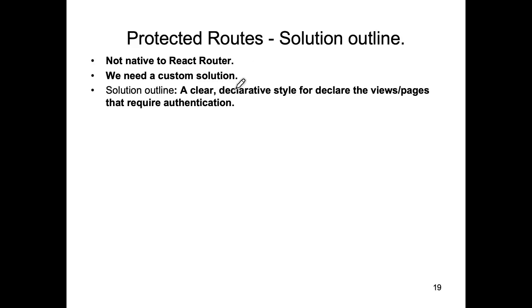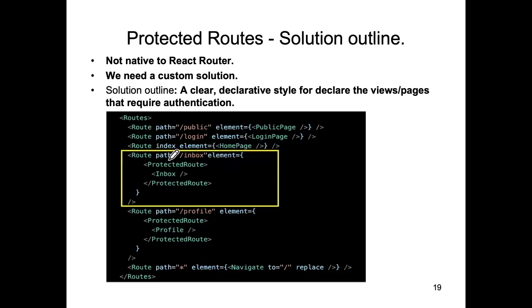In terms of this declarative objective in our solution, this is maybe how we would like it to appear in our routing configuration. So we have our normal route entries. Here's a route entry for the inbox path. And hopefully it's telling us quite clearly that if you want to access this path, well, this is a protected route. Now, this component here, ProtectedRoute, is something that we have to implement.